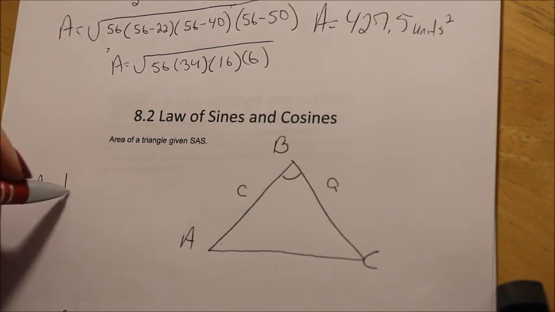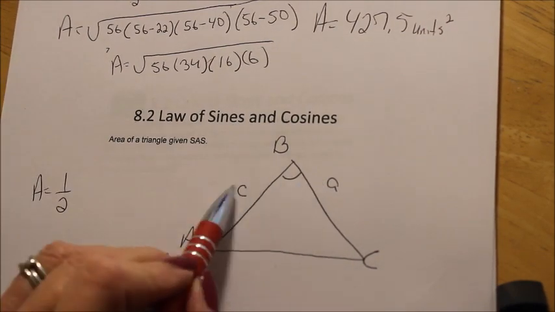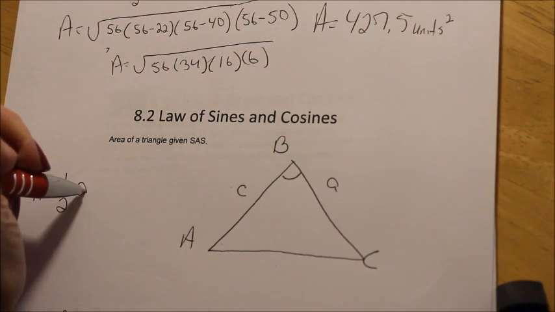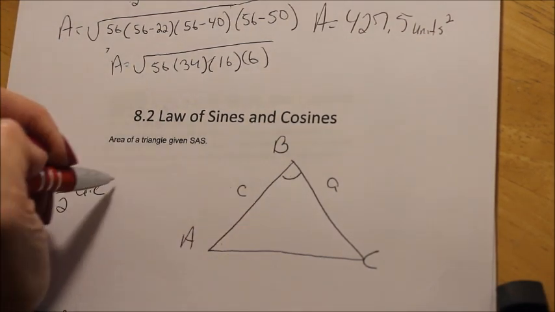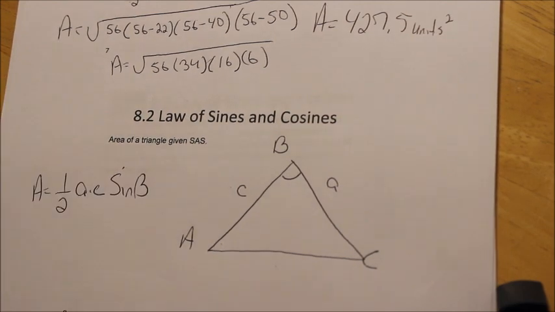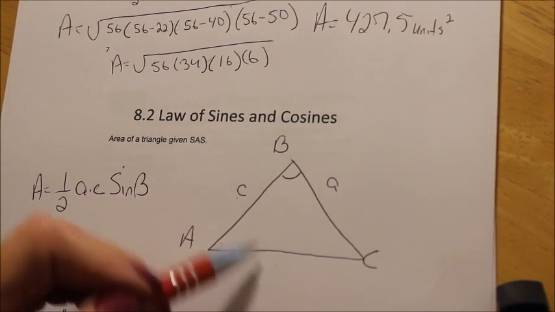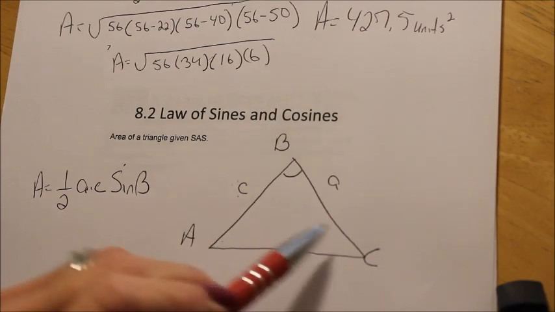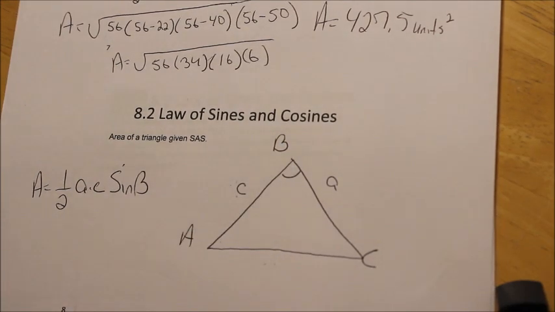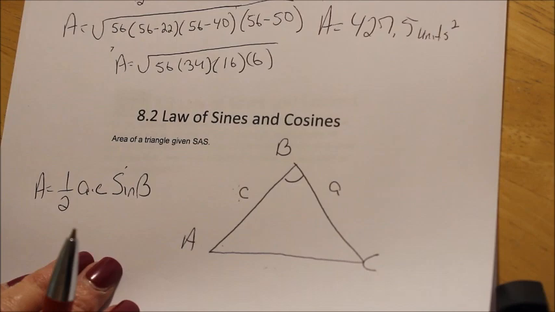To find the area, you simply take half of the product of the two sides you do know times the sine of the angle you know. And that's it. So it just depends on what two sides and angle you know. So if I knew B and A, then I would do half of A times B times the sine of A. It just depends on which two you know. All right, so let me give you a quick example of that.